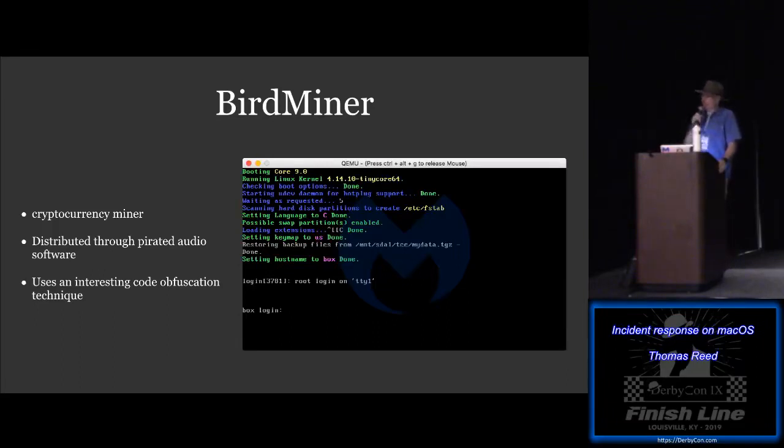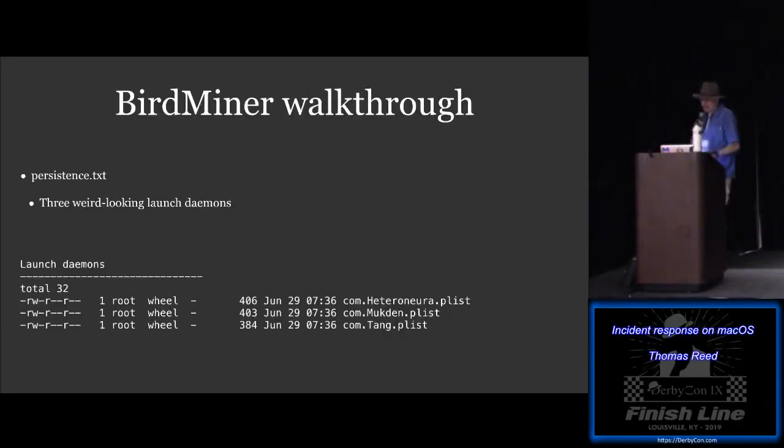Now, this also uses a very interesting obfuscation technique that we're gonna figure out here. So once again, we start with suspicious processes and we see nothing. So we go to our fallback, which is persistence.